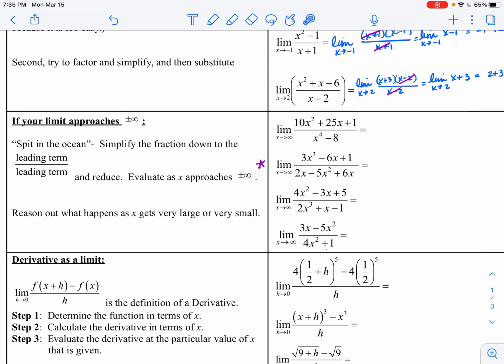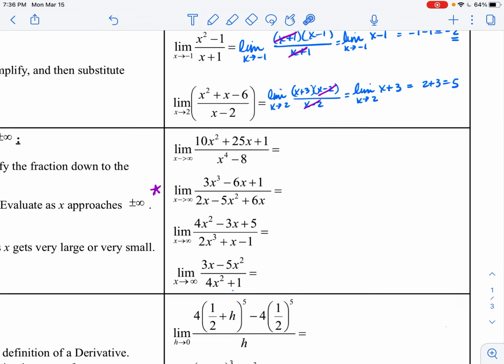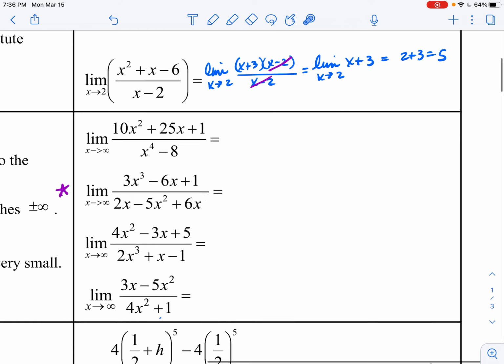If your limit approaches positive or negative infinity, we use spit in the ocean. What we need to do is just simplify the fraction down to the leading term in the numerator over the leading term in the denominator and reduce. And then we can evaluate as x approaches positive and negative infinity, and reason out what happens as x gets very large or very small. So let's take a look at this first one.